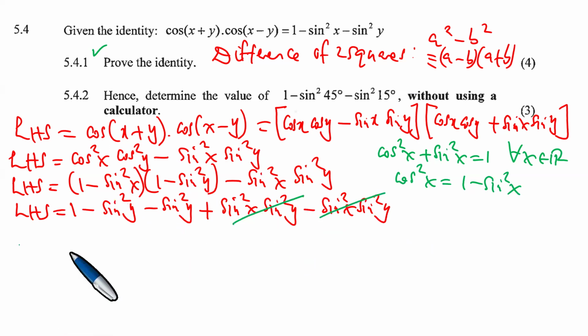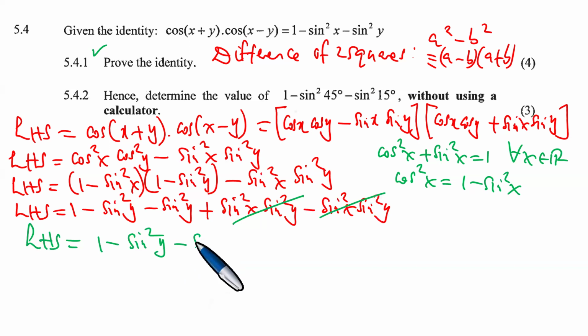These two guys cancel out, meaning the left-hand side is 1 minus sine squared y. Okay, this by this by that. Let's see. This by this by that, and this. So this is sine squared x.